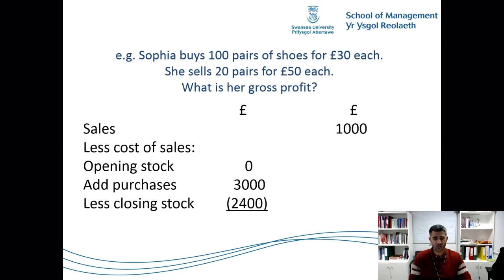In this case, what's left? 80 pairs. So 80 times 30, which is how much she paid for it. So this is 2,400 pounds worth of closing stock. So 3,000 minus 2,400, this is the cost of sales, which is 600 pounds. So 1,000 pounds of sales minus cost of sales, which is 600 pounds, gives us 400 pounds, which is again the gross profit.